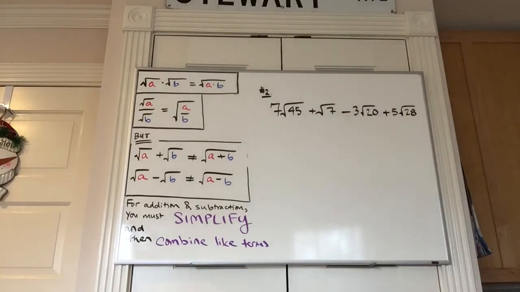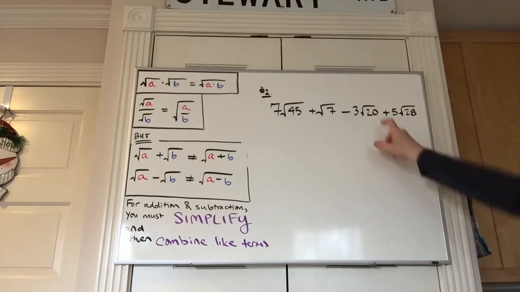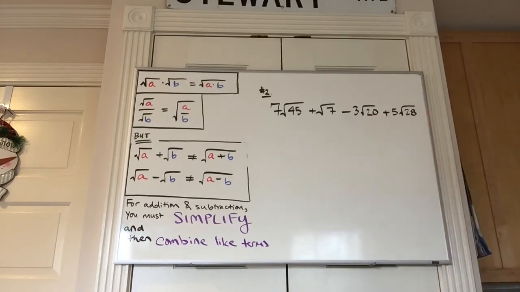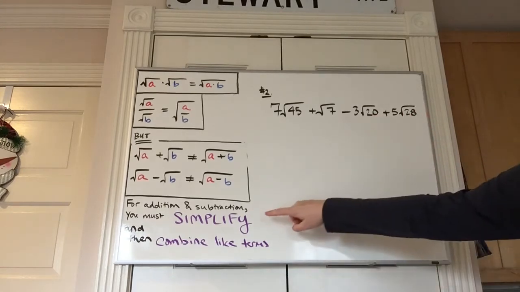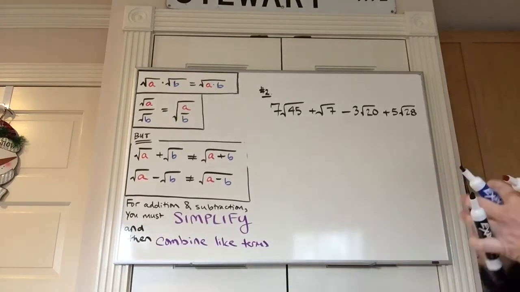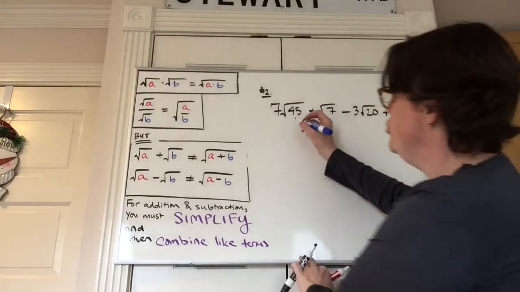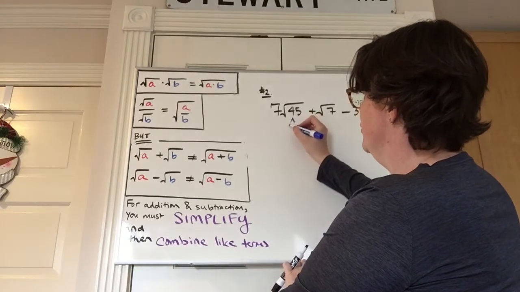So there's a whole bunch of numbers there, and I cannot just add and subtract the roots together. I can't say that root 20 plus root 28 is root 48. That's not allowed. But I can simplify all the roots and combine like terms. So I'm going to do this fairly quickly, but I think you guys know this pretty well by now.